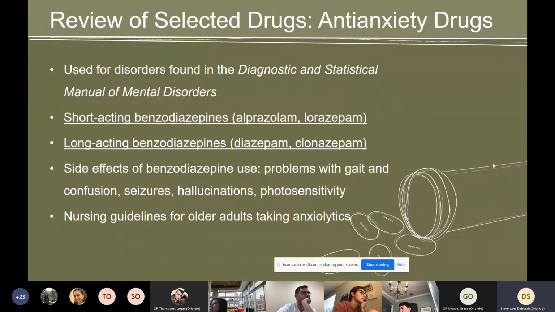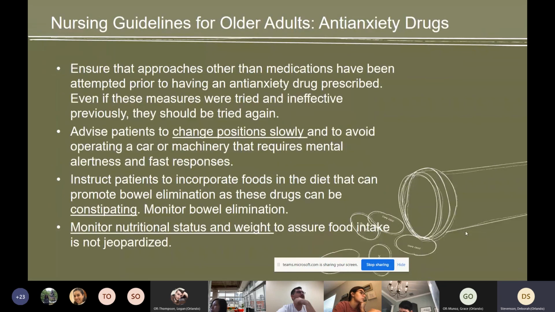There are some effects, unfortunately: confusion, gait problems. If your patient is on lorazepam or diazepam, either one or any of those really, they're going to be a fall risk, okay, because they have trouble with their walking, their gait is unsteady. They can become confused. They can have seizures and hallucinations, all of these things. So take really good care of those. So let's look at some guidelines in relationship to what we know about the anti-anxiety medications. One thing is that, as always, we would prefer to do anything other than giving our patients drugs.